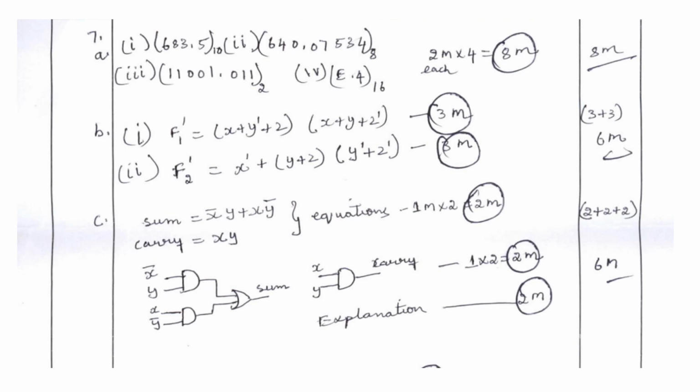And then B question is nothing but the complement using De Morgan's theorem. So this is the complement function they have derived. You can verify the Basic Electronics lecture series videos for all these functions. Each of these carries 3 marks, that is totally 6 marks. And C question is nothing but half adder. You will be drawing the half adder circuit, then you will be determining how sum and carry are formed, equations, explanation. All these together carry 6 marks.